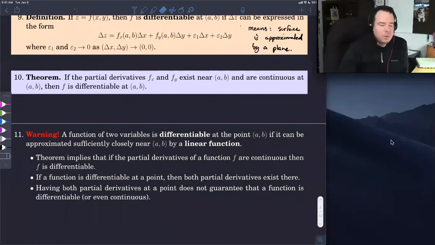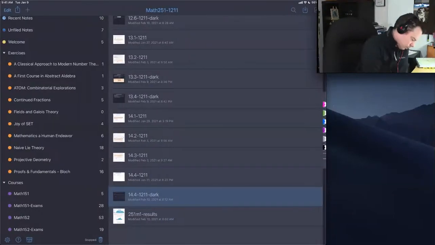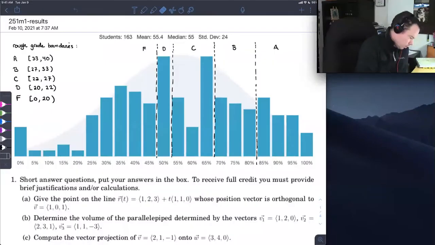What the plan is for today is to finish up with tangent planes and differentiability, and then get into quadric surfaces, which is coming back to chapter 12 and picking up that section that we missed. Before I do that, though, I'm just going to pop over to another slide, and I've got here the midterm results.